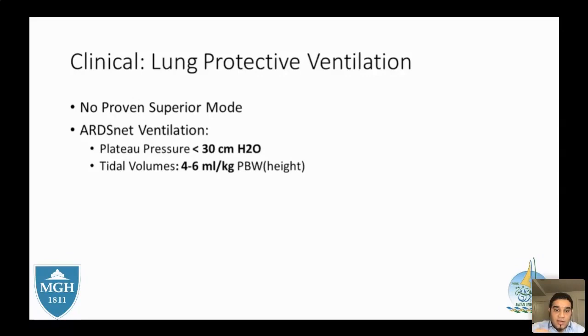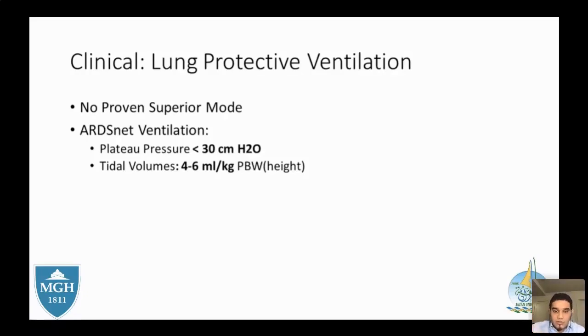So what about the tidal volume? To be able to achieve lung protective ventilation, the goal is 4 to 6 ml. We're talking about tidal volume. The tidal volume should be 4 to 6 ml per kilogram predicted body weight, not ideal body weight. That's in the ARDS-net protocol. So it's 4 to 6 ml per kilogram predicted body weight.